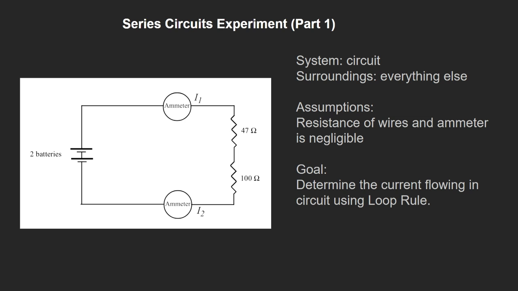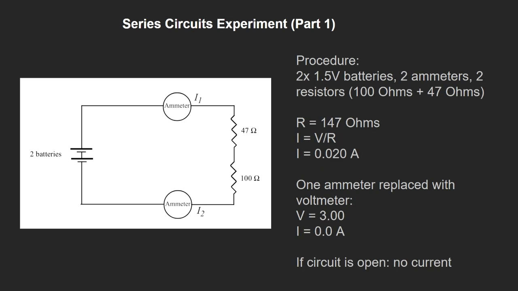There are a couple of assumptions. The resistance of the wires and the ammeter is negligible. The goal is to determine the current flowing through the circuit using the loop rule. So we have two 1.5 volt batteries, two ammeters, and two resistors, each 147 ohms. So R is just the combination of the two resistors, 147. I is V over R, which is 0.02 amps.